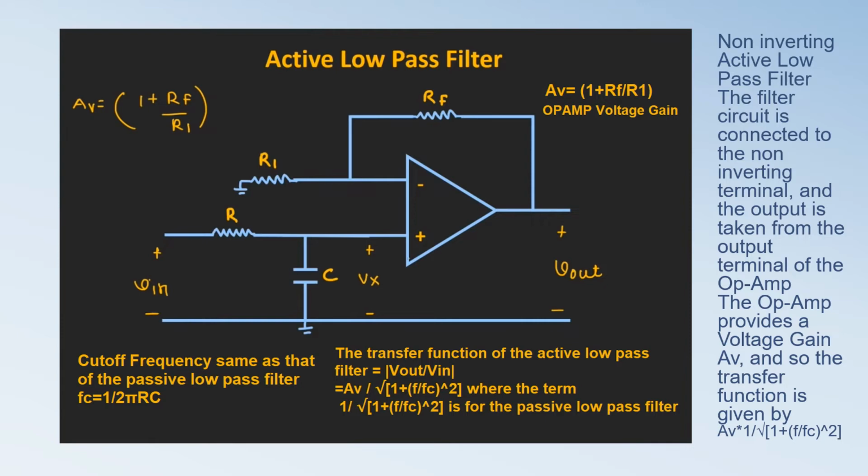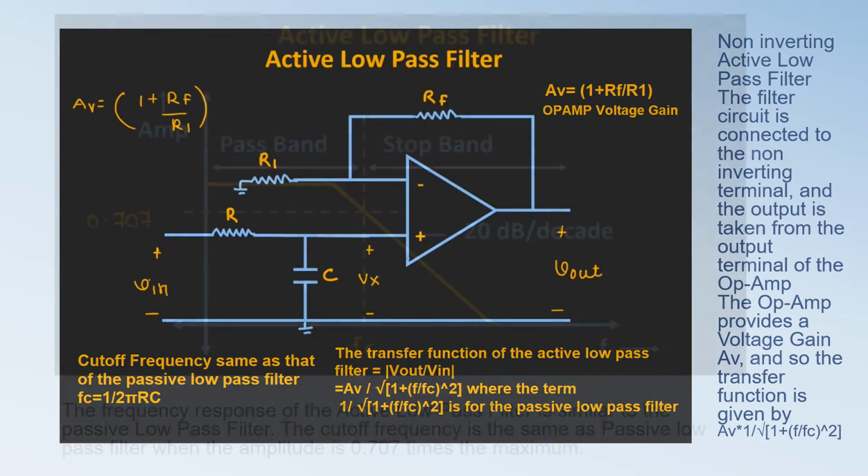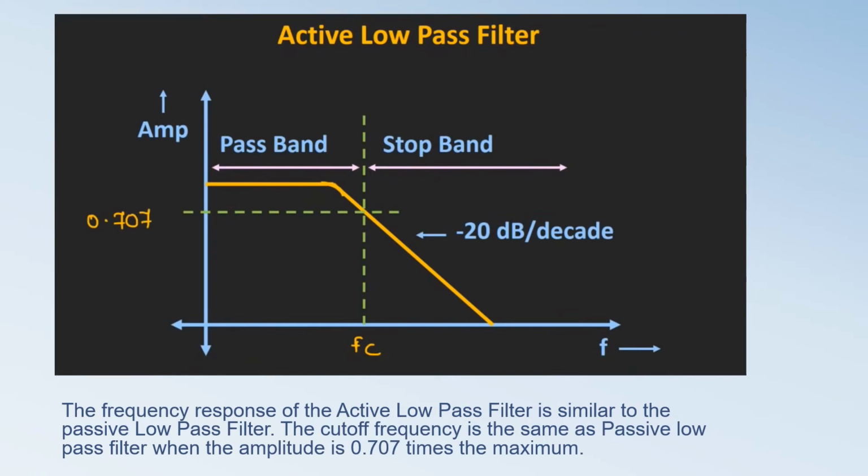Also, the cutoff frequency for the active low-pass filter is the same as that of the passive low-pass filter. It is given by fc equal to 1 upon 2 pi RC. Here is the frequency response of the active low-pass filter. It is similar to the passive low-pass filter. The cutoff frequency is the same as that of the passive low-pass filter, when the output is 0.707 times the maximum value.